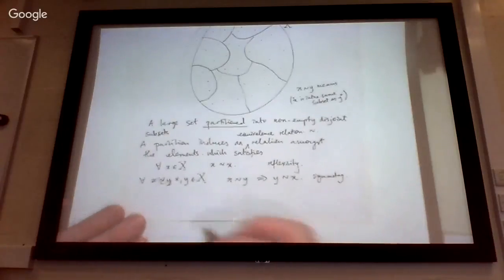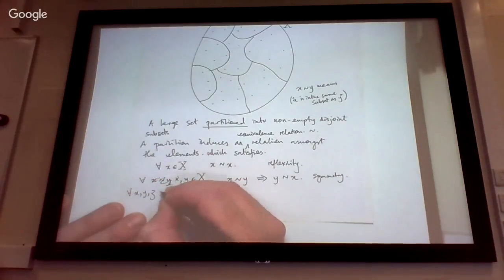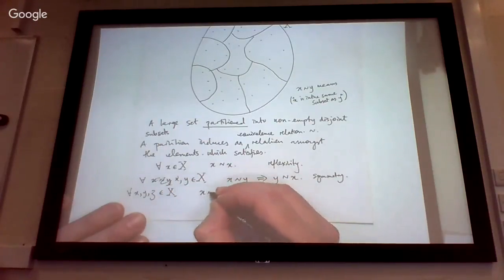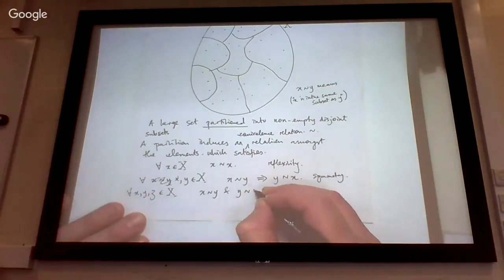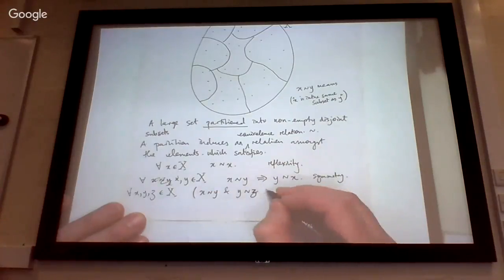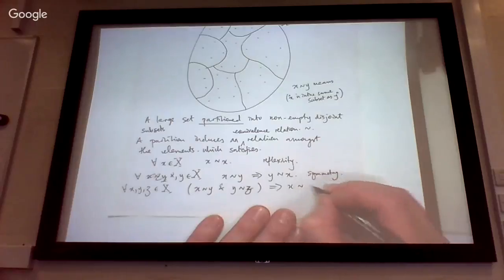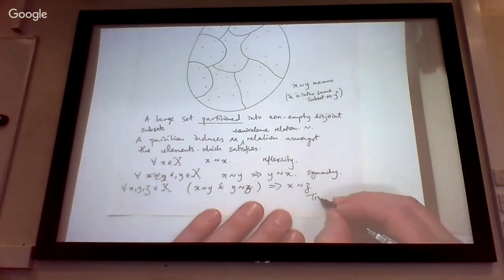And then the last property is transitivity. And that says that whenever you have a triple of elements, if x is related to y and y is related to z, those two statements, if they're both true, that implies that x must be related to z. This is called transitive.